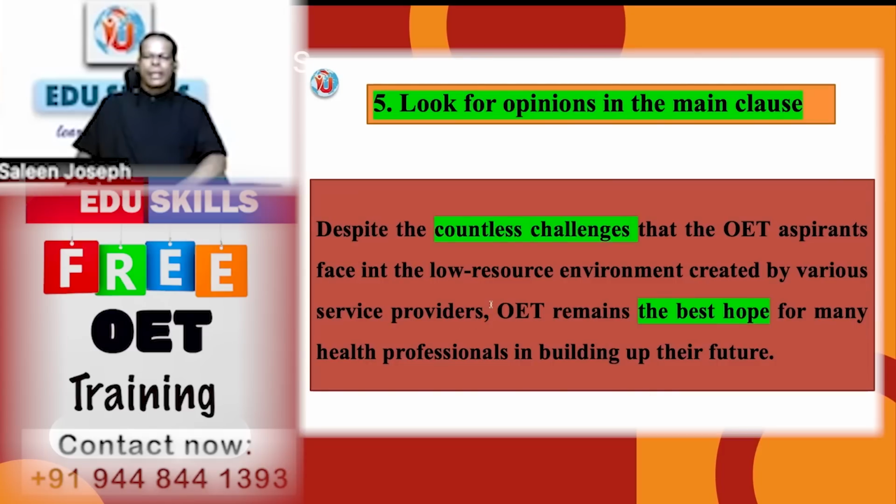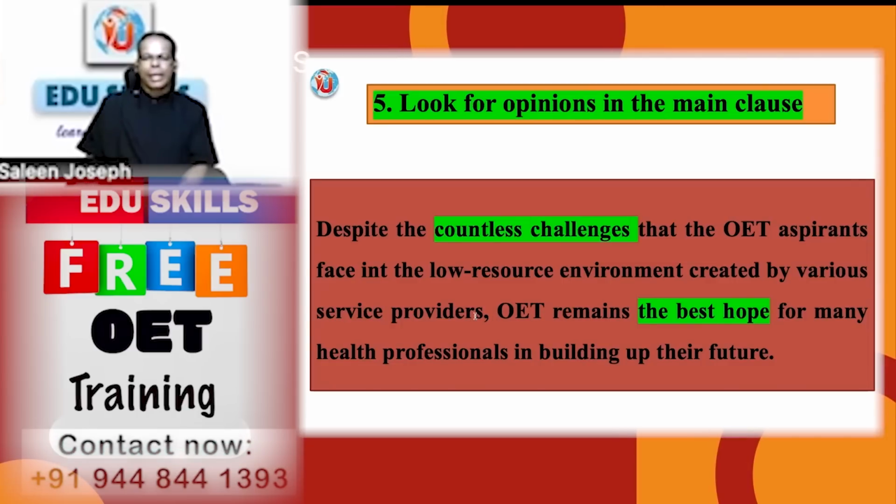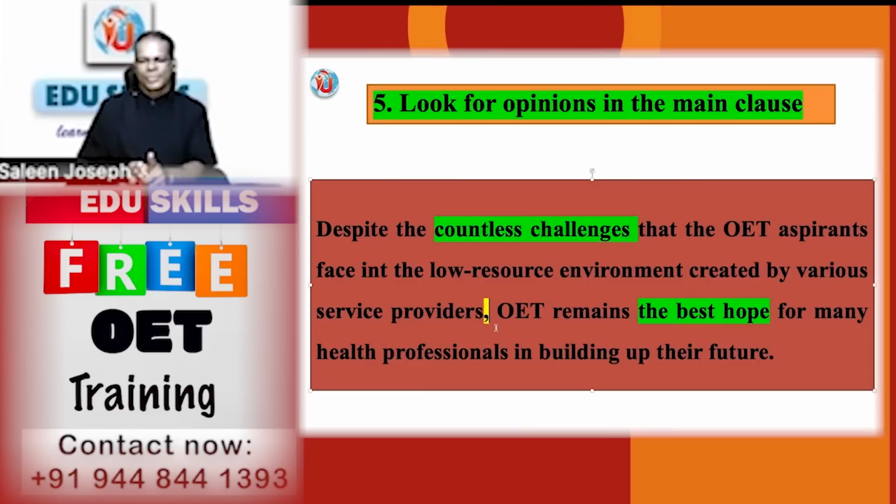The rule is this: when you write a complex sentence, even in your writing subtext, if you are writing the dependent clause or the subordinate clause first, you have to mark this comma. You see a comma here, this one? Yes. So this is dependent clause. But then if you are starting with the independent clause, no need of comma.